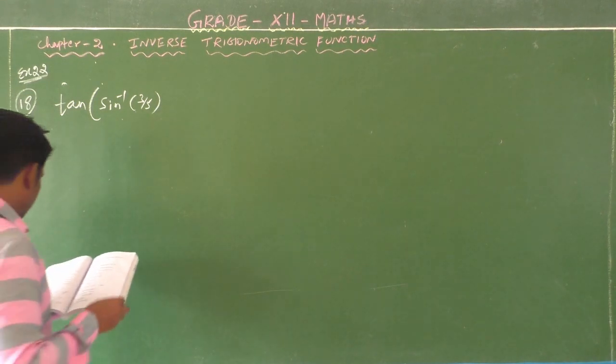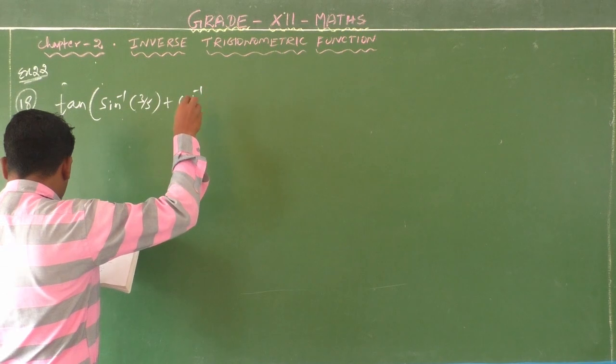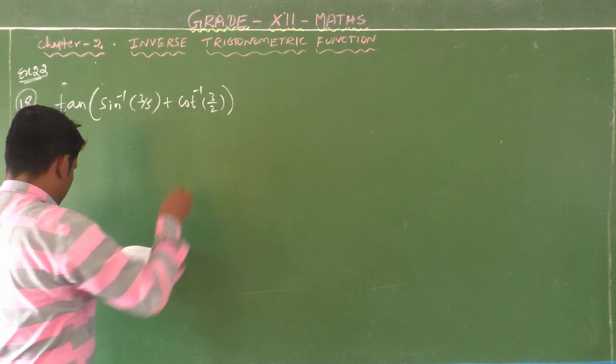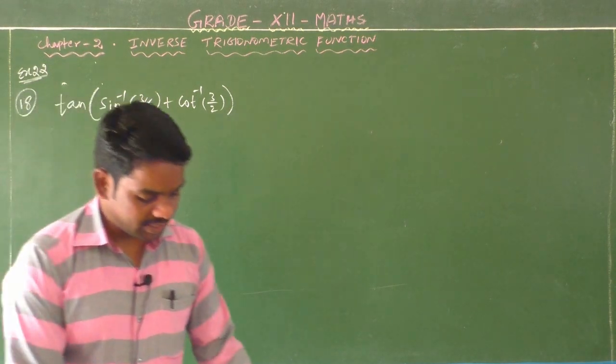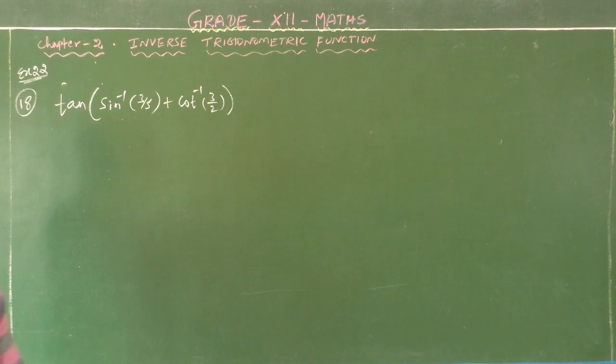Find the value of the given expression: tan of (sin inverse 3 by 5 plus cot inverse of 3 by 2).